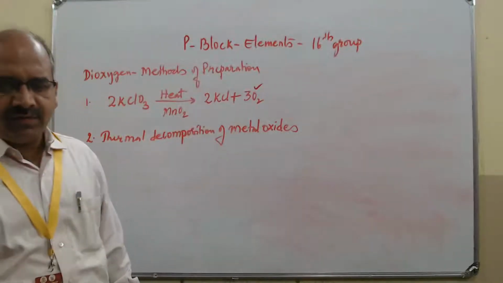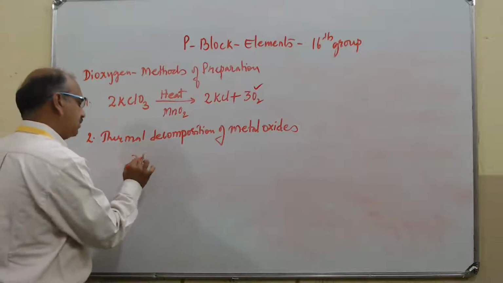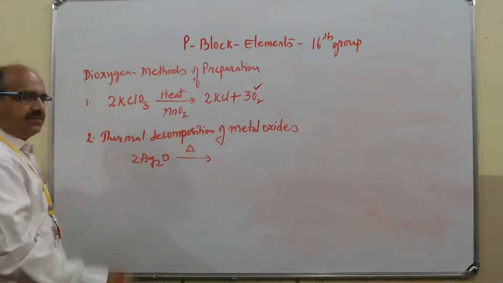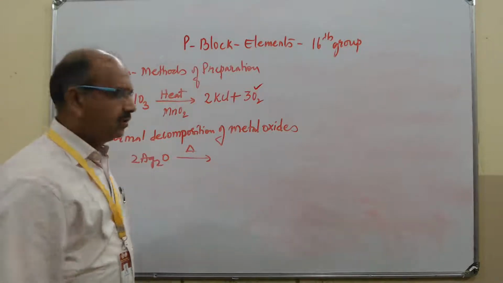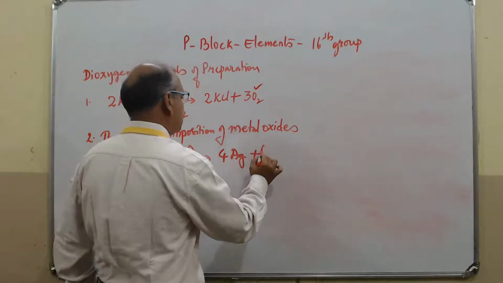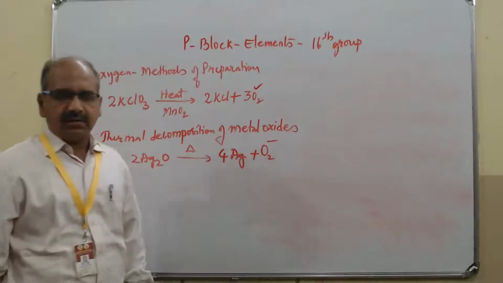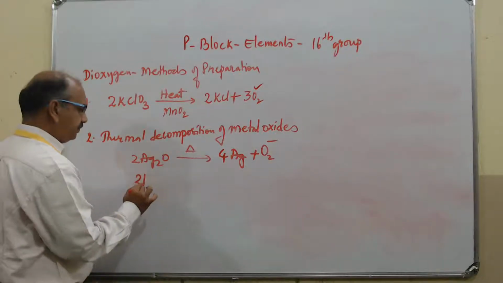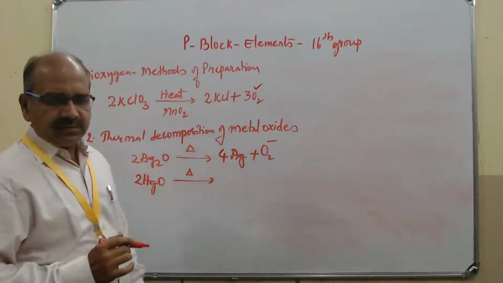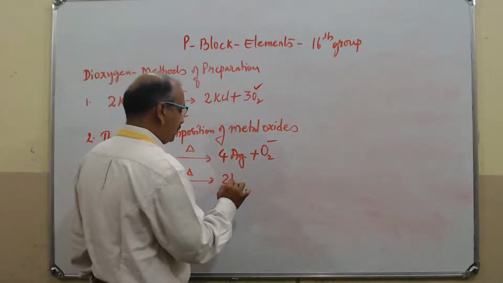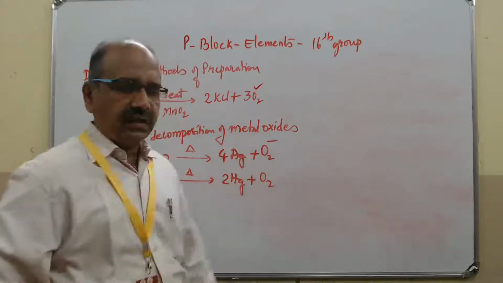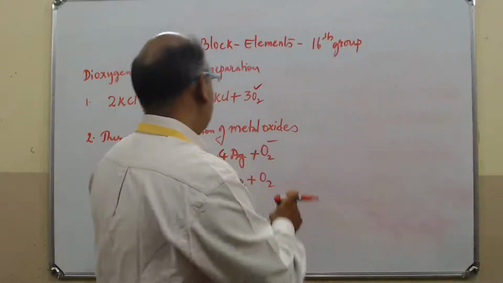Thermal decomposition of metal oxides. If you take silver oxide, 2Ag2O, on heating, because its free energy will be very low, it gives 4Ag plus O2. Oxygen is obtained. Further, 2HgO also on heating gives 2Hg plus O2. It is a plus sign, not a minus sign here.